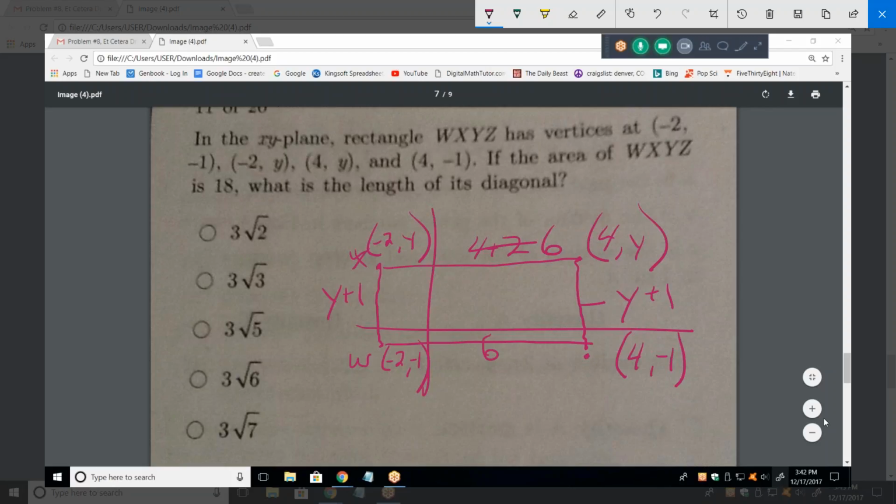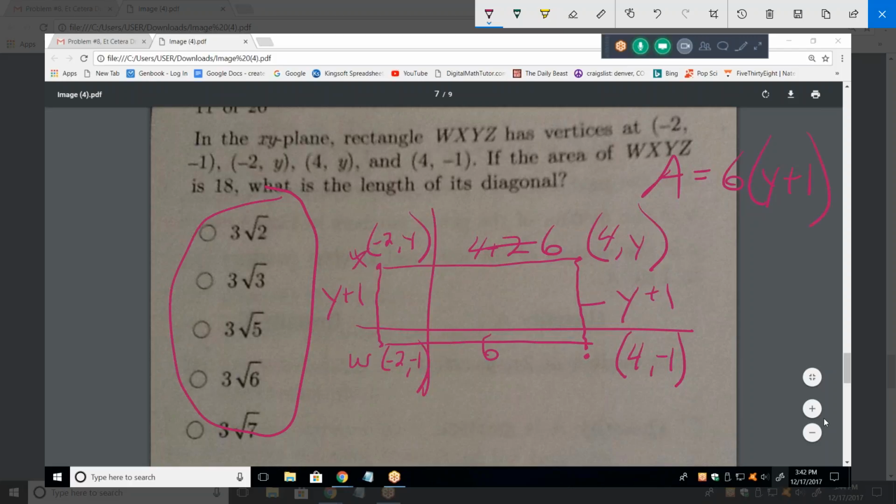The area of the rectangle is 18. Sometimes I forget to read part of the problem and I try to solve it without all of the information. And I'm seeing nothing but numbers over here. And when I'm looking at this, I'm seeing, well, it's 6 times y plus 1. The area of the rectangle is 6 times y plus 1, base times height.